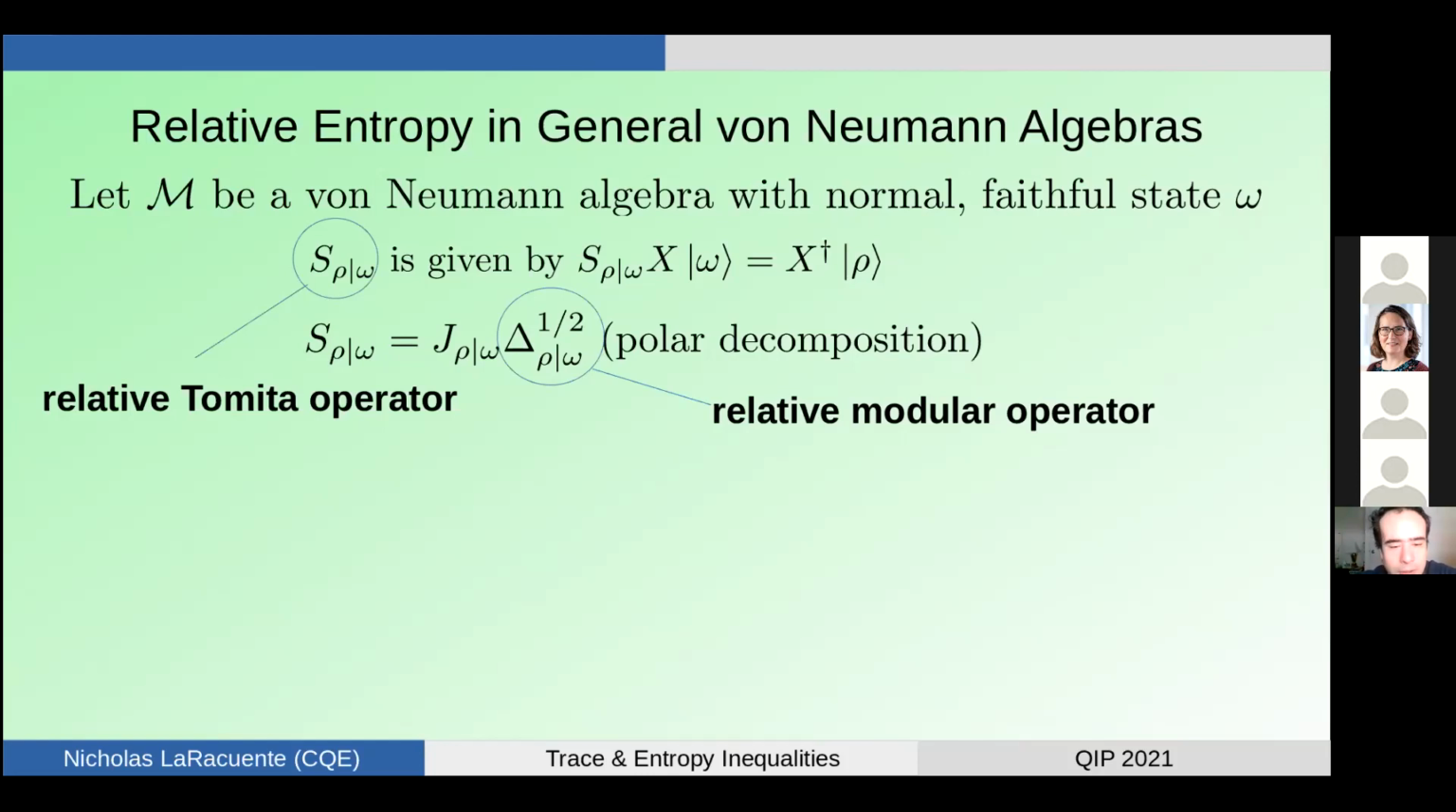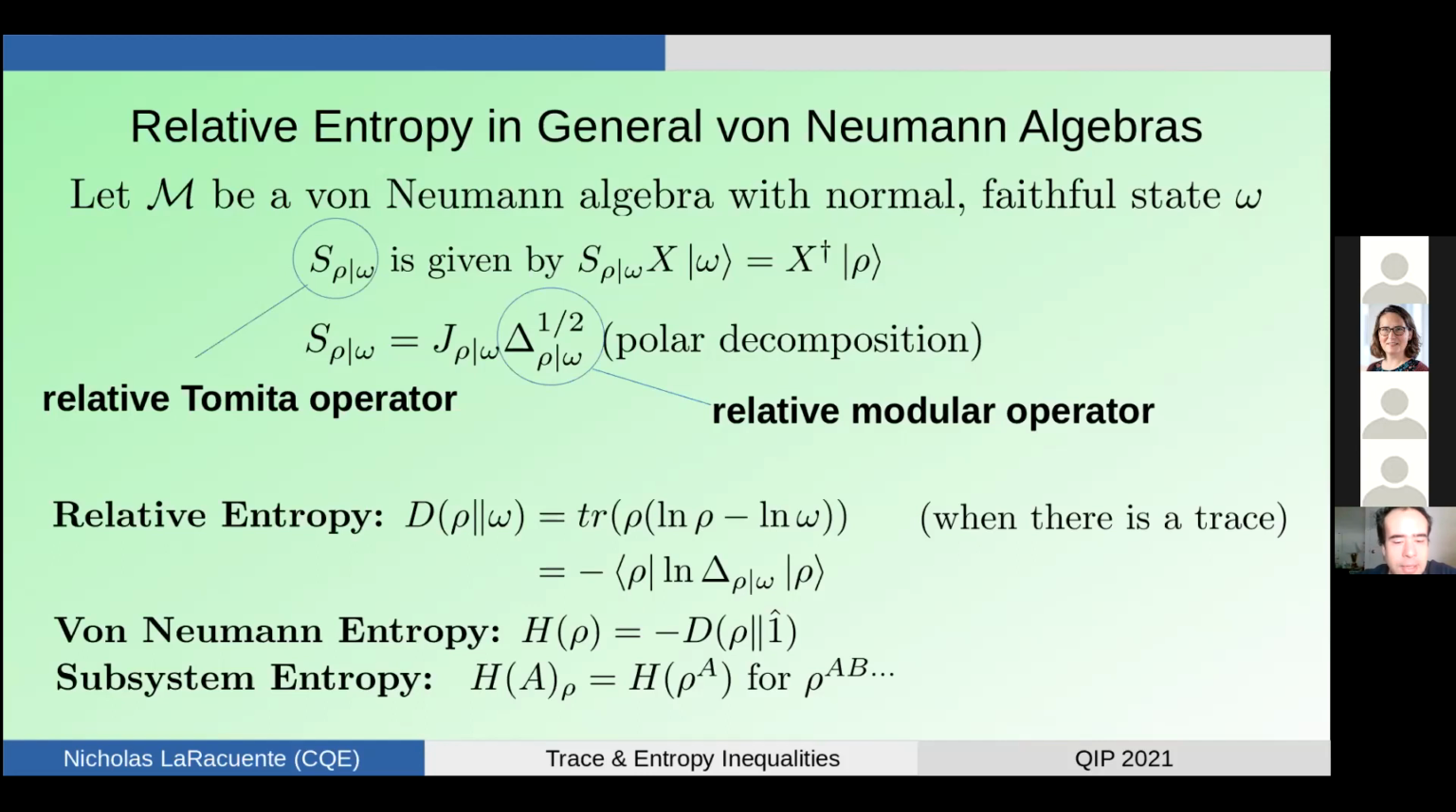There's nothing new here. And as is known, the relative entropy, we're probably all familiar with the trace form of the relative entropy. But you can also define it entirely in terms of the relative modular operator. In this case, it no longer relies on having a trace. This is one of the ways to do this in an arbitrary von Neumann algebra.